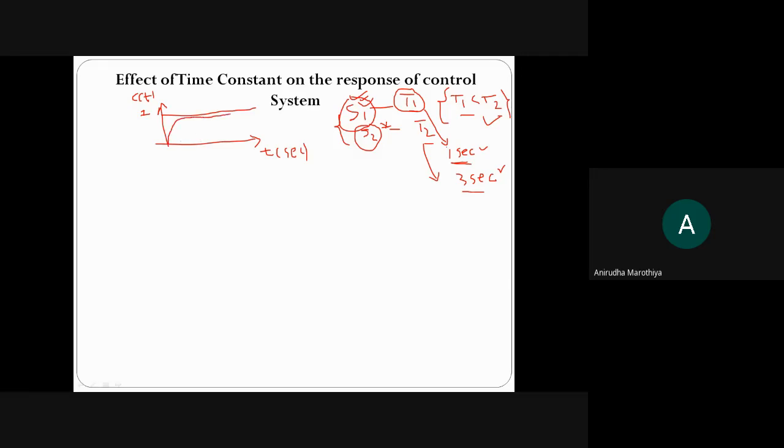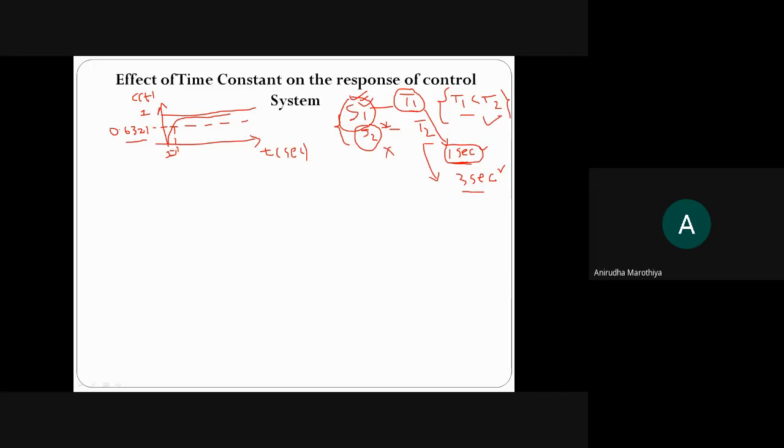So by the end of 1 second, the response of first system is going to reach 63.2% of its final value. Let's consider that somewhere over here this particular line indicates 0.6321. So this particular time, this is nothing but your t1, capital T1, which is exactly equal to 1 second. So by the end of 1 second, the response of the system is 0.6321 of its final value.